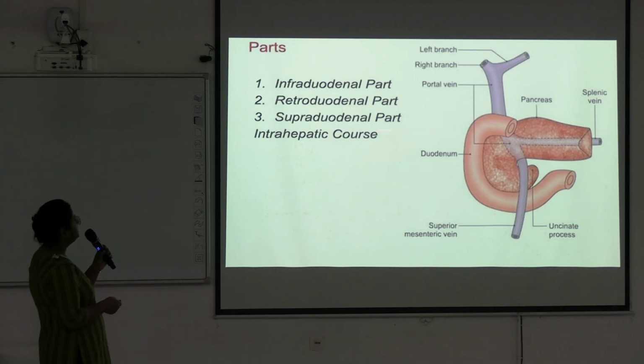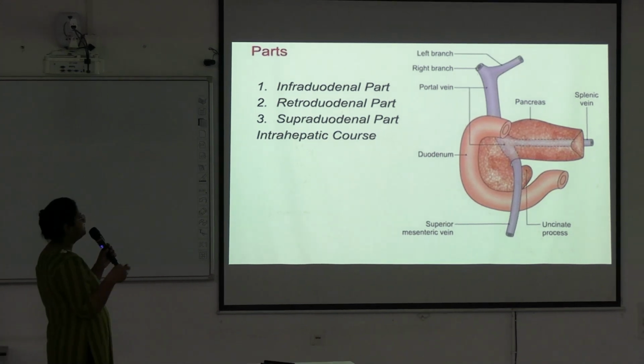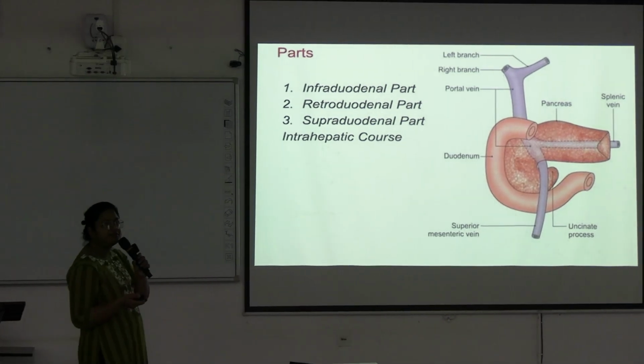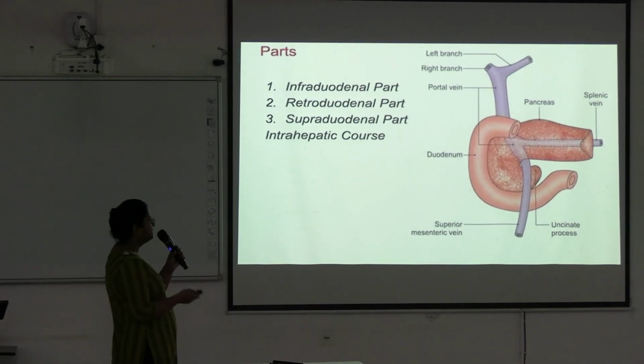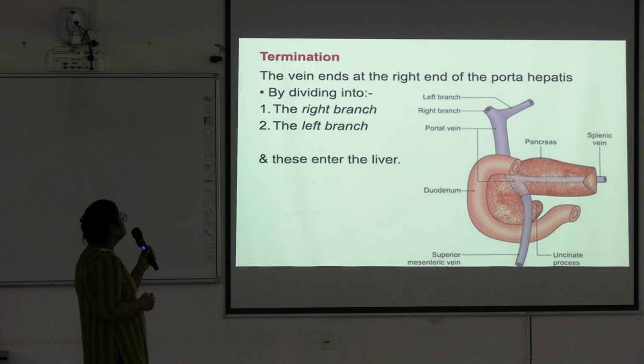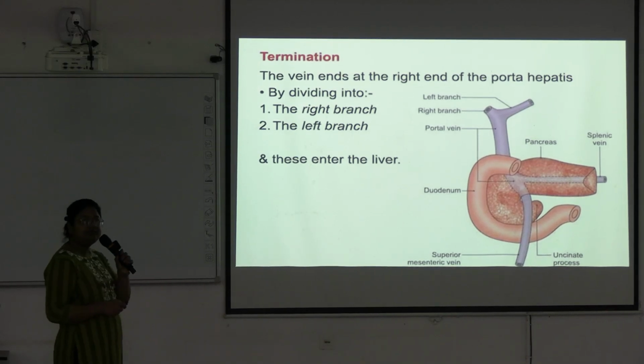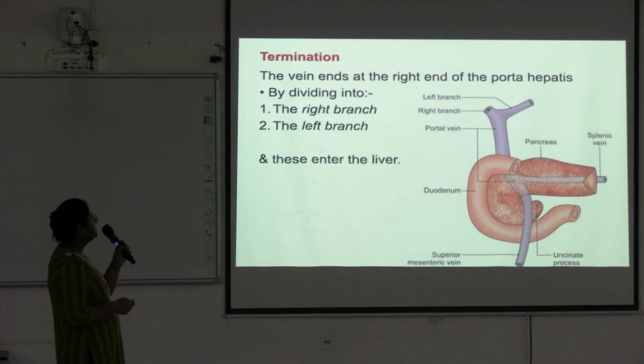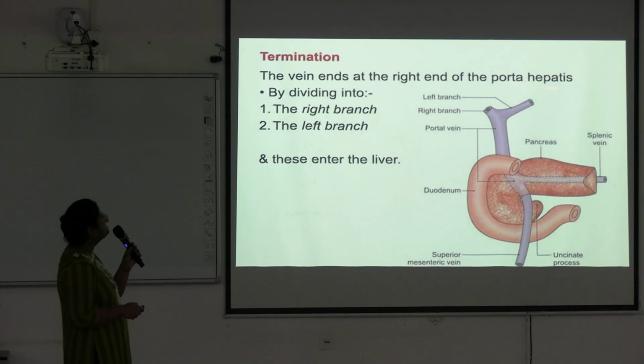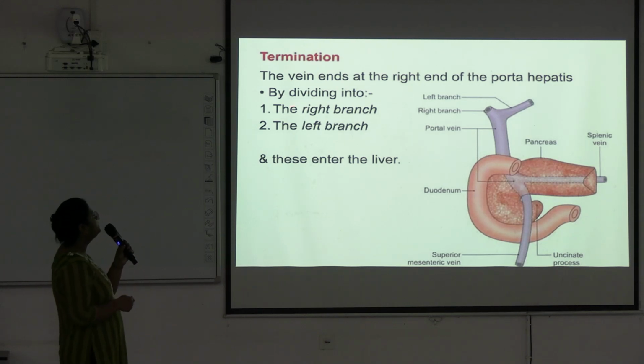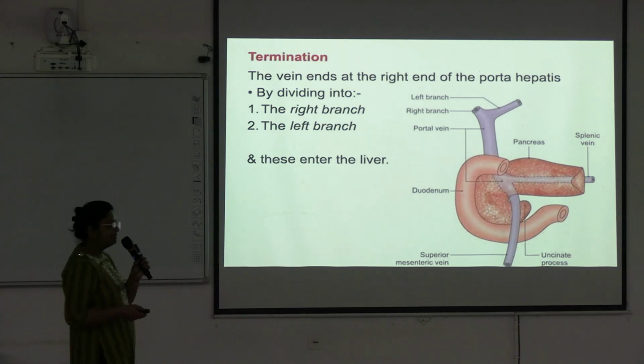And after the supraduodenal part, it has an intrahepatic course up to the level of the sinusoids. Okay, understood? Next we go to the termination. The vein ends at the right end of the porta hepatis by dividing into two branches, right branch and left branch, and these enter into the liver. See here the two branches, right branch and left branch, entering into the liver.